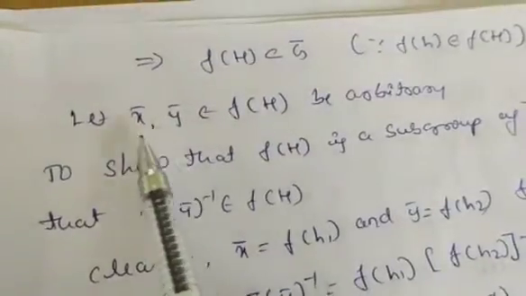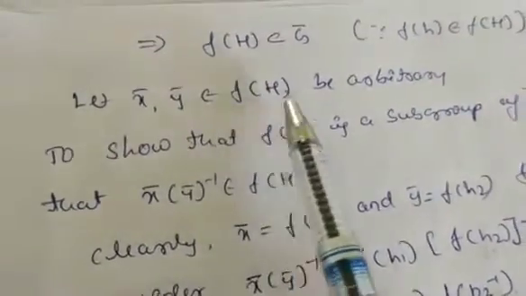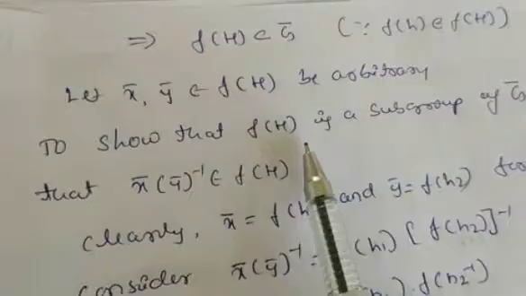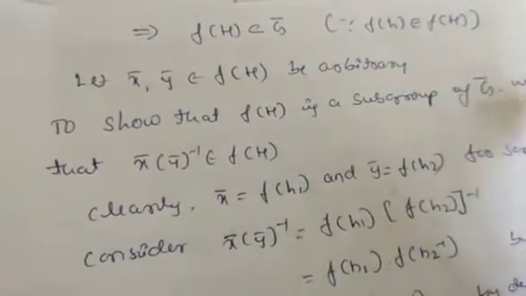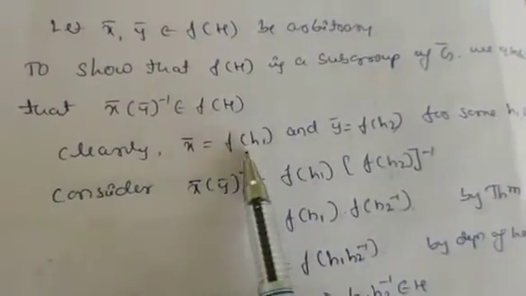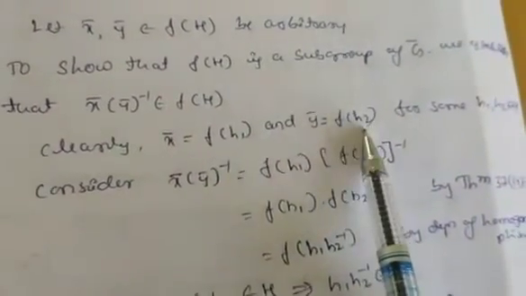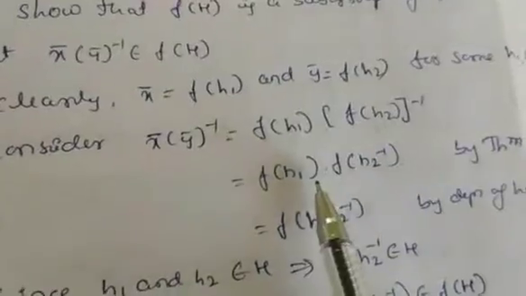Let us take two elements here. Let x bar, y bar belong to f of H be arbitrary. Now to show that f of H is a subgroup of G bar, again we know this is the necessary and sufficient condition of a subgroup: then x bar y bar inverse also belongs to f of H. Let us take x bar as f of h1 and y bar as f of h2. Then consider x bar y bar inverse, which is f of h1 and f of h2 whole inverse. Again, just as we have done in the previous case.